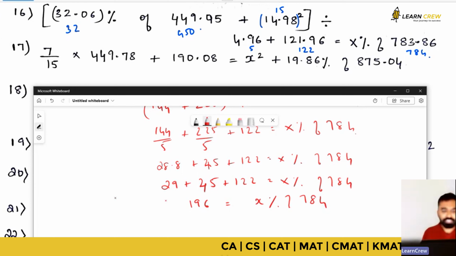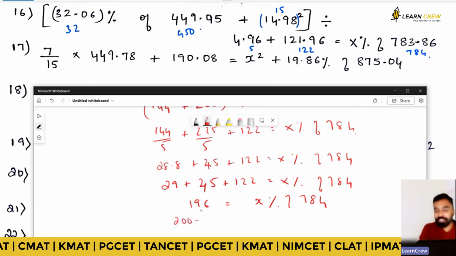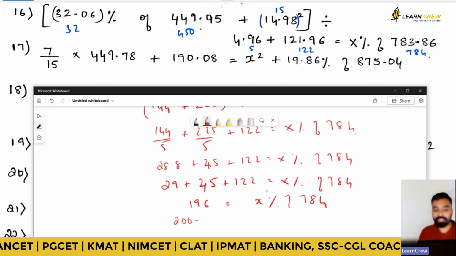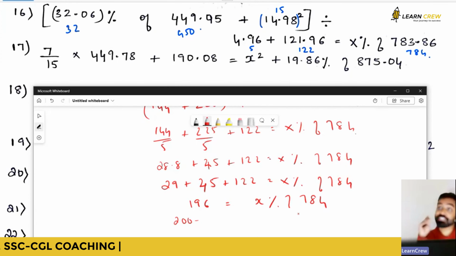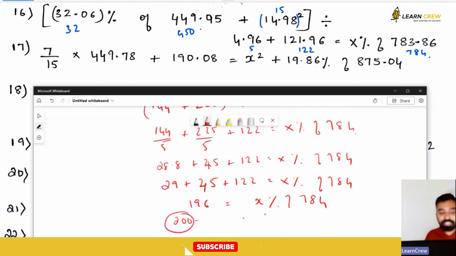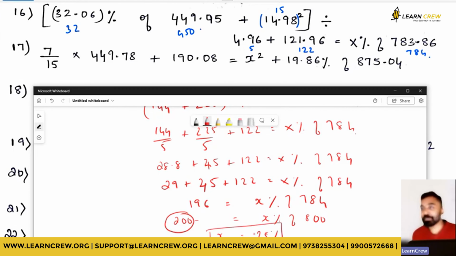Now, how much is this 196 lesser than 200? So, can I write it as almost near to 200? How much is this 784 lesser than 800? 16. Almost close to 800. Even if you divide, are you going to get approximately that value? So, can you approximate it? So, this I will take as round off at 200 and this I'll take as x percent of 800. So, this becomes x is 25% of 800 approximately, right?